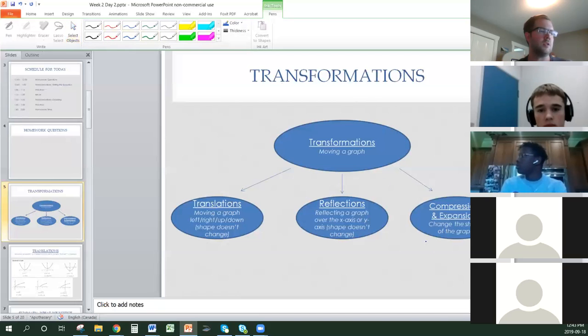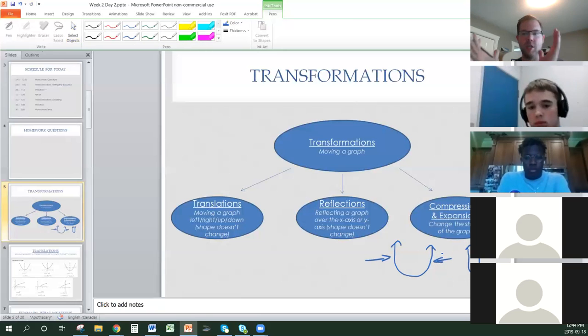Just to give you an idea of what that would look like, if our graph is just a parabola and we compress it in a certain way, then it might end up looking like this, where we've compressed it by pushing in on the graph to make it change its shape.